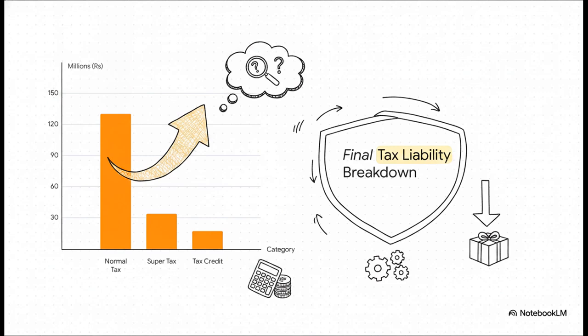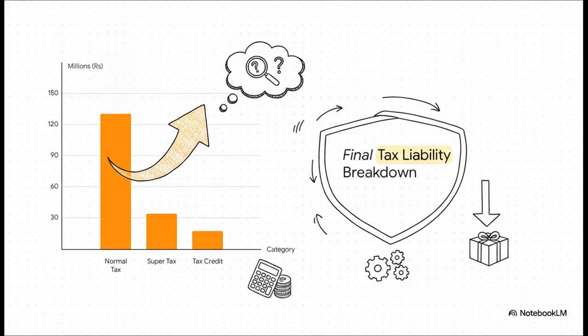All right, let's build out the final liability. First, we apply the normal corporate rate of 29% to our 450 million, which gives us $130.5 million in normal tax. Then comes the super tax. To calculate this, we take our 450 million and add 5.17 million of imputable income derived from those FTR exports we talked about earlier. That brings the base to just over 455 million. Applying the 7.5% super tax rate gives us 34.14 million.